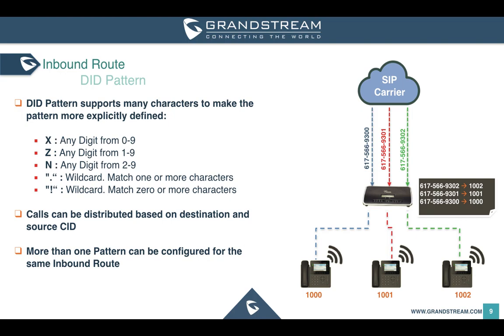For example, in our case here, we have 617.566.9300, which is attributed and forwarded to the extension 1000. So when the SIP carrier sends the call with a DID with this specific number, 617.566.9300, it will be automatically forwarded to the extension 1000.